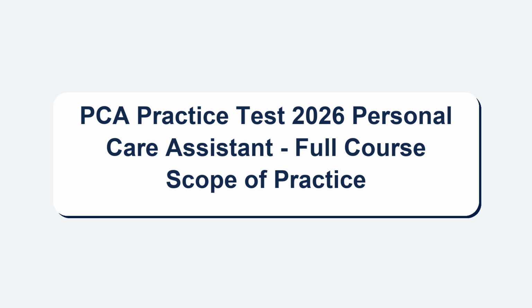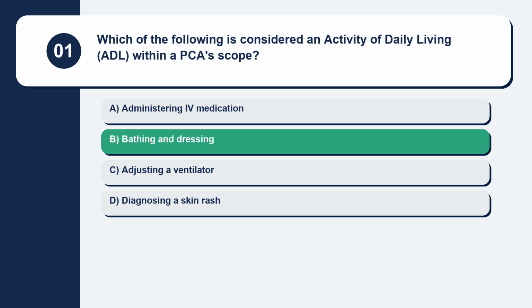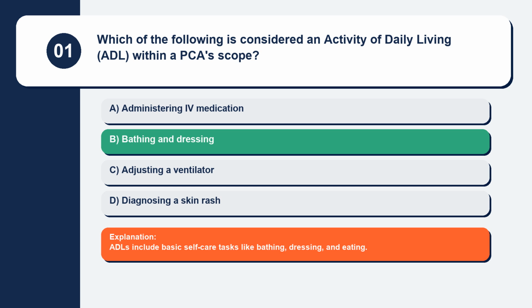PCA Practice Test 2026, Personal Care Assistant, Full Course: Scope of Practice. Question 1. Which of the following is considered an activity of daily living, ADL, within a PCA's scope? Administering medication, bathing and dressing, adjusting a ventilator, or diagnosing a skin rash? ADLs include basic self-care tasks like bathing, dressing, and eating.